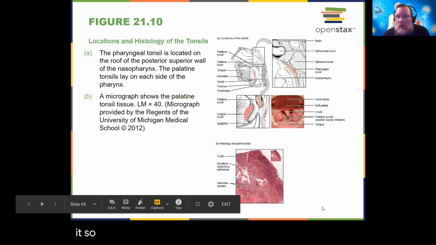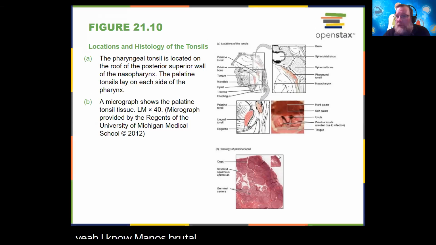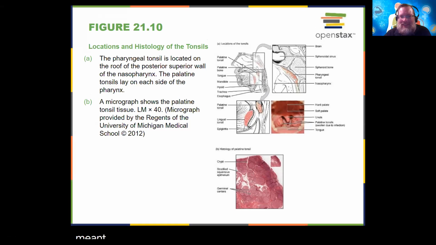I'm losing it. So that's good because we're just about done. Oh yeah, I know. Mono's brutal. Yeah, knock on particle board, but my wife had it. Before, I knew what you meant. Wouldn't. That's Southern for wouldn't, y'all. So yeah, she was laid up for quite a while with mono.